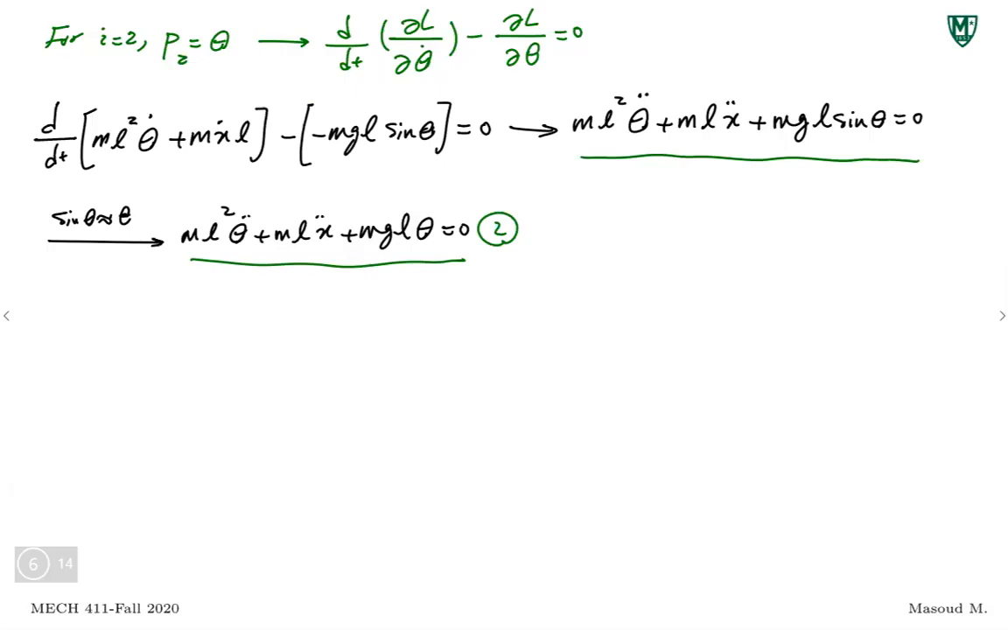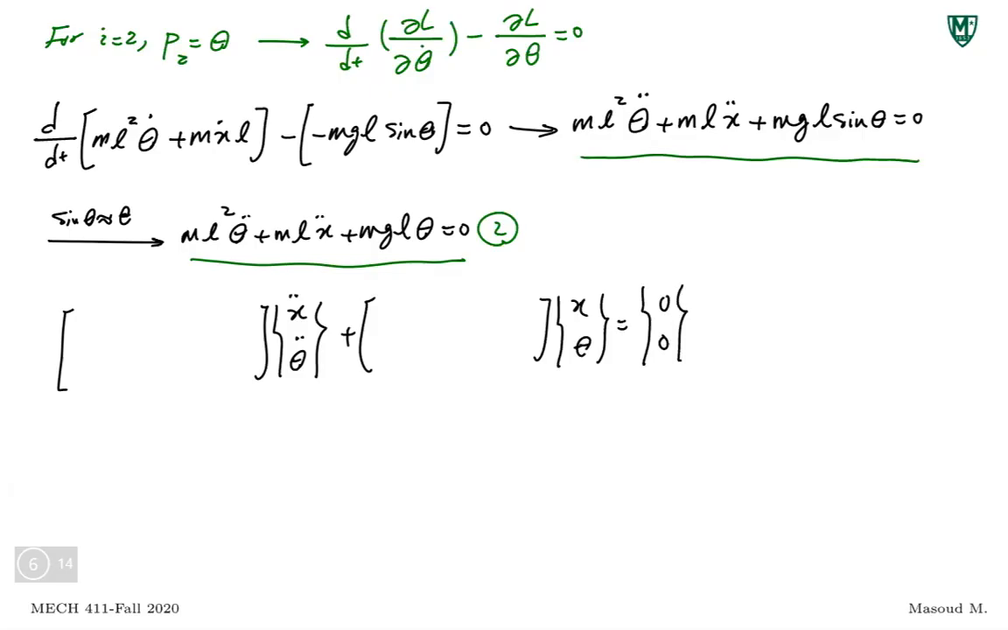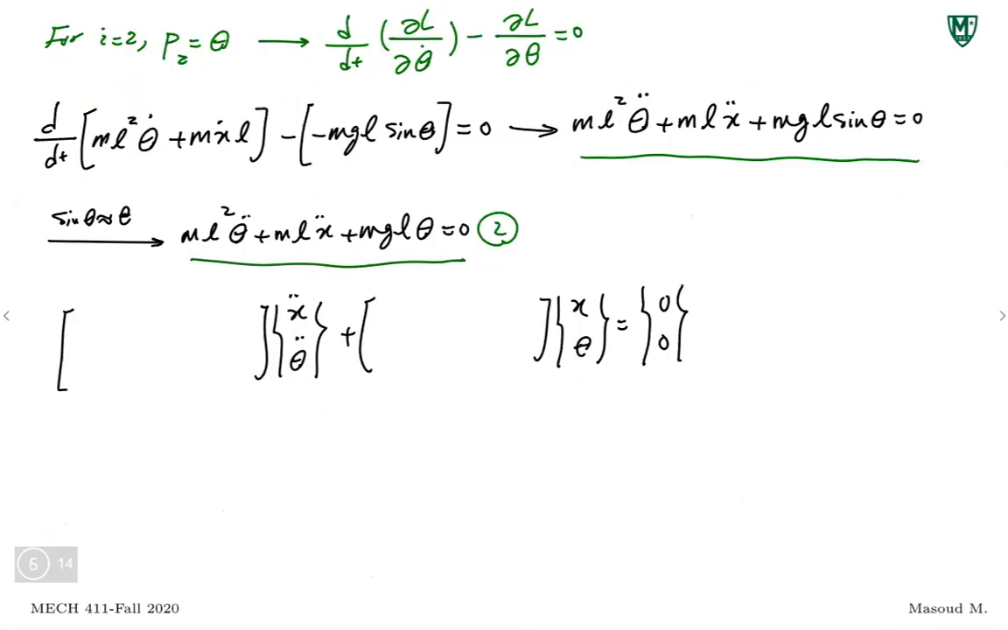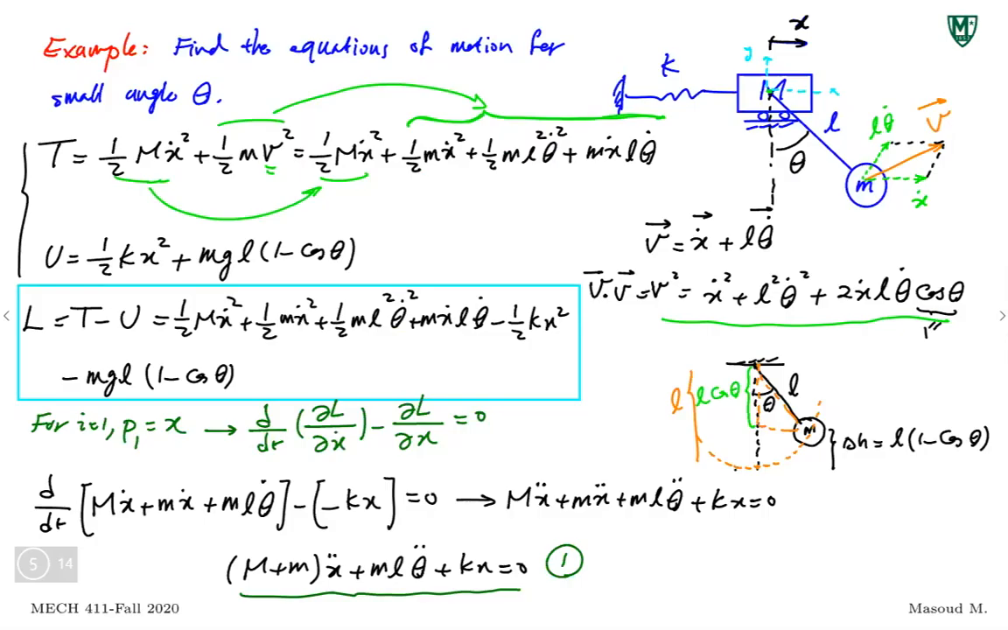So let's put it in matrix form, and hopefully I didn't make any mistake and we get the right equation. This is our mass matrix. We have our degrees of freedom as x and theta, so x double dot, theta double dot, plus the stiffness matrix, x and theta, and we have no force applied to the system, so 0 and 0. From the first equation, I have (m plus m) for my x double dot. For my theta double dot, I have m l.